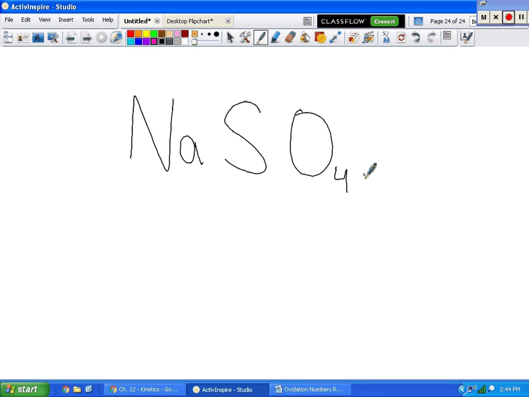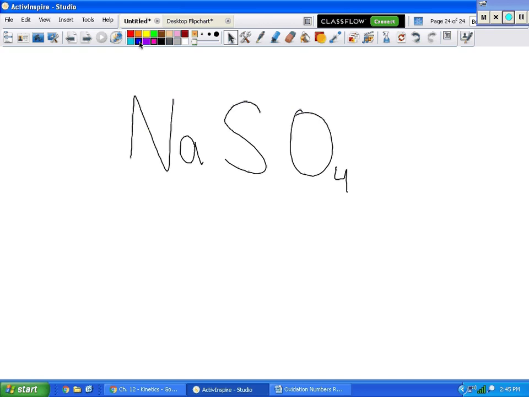Na2SO4. So my question to you is, is this a compound? Yes. Mini quiz. Name it. Sodium sulfate. Better know your polyatomics. Okay, so this is a compound. Let me ask you something. Are a bunch of atoms sticking together to make this thing?